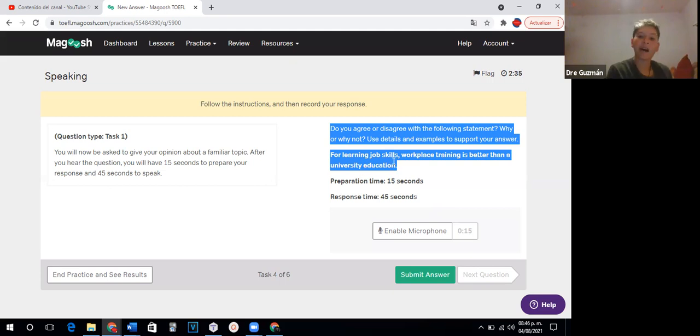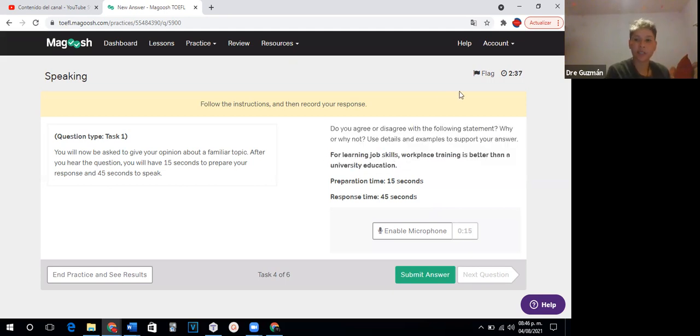Okay. The question though was in this part. It actually asks if you agree or disagree with this part of the statement: for learning job skills, workplace training is better than a university education.